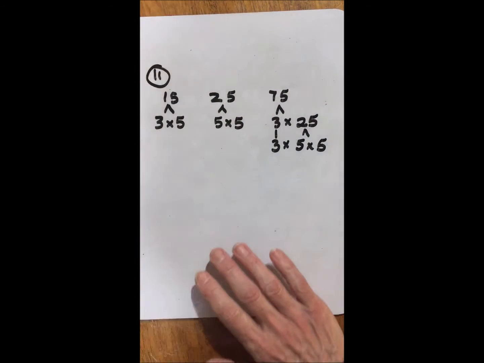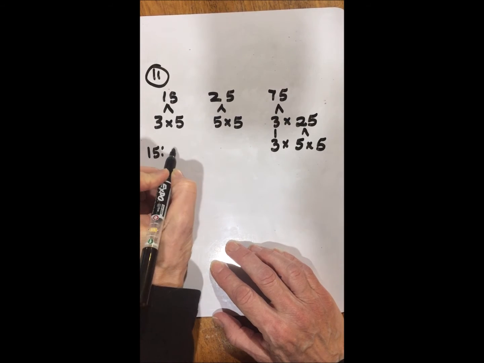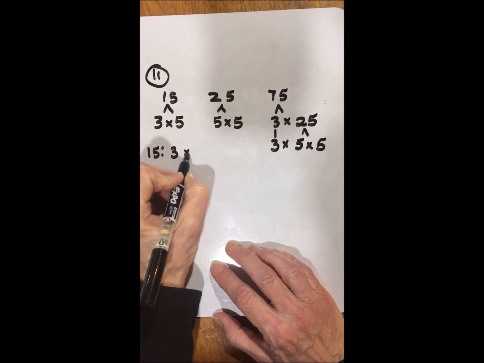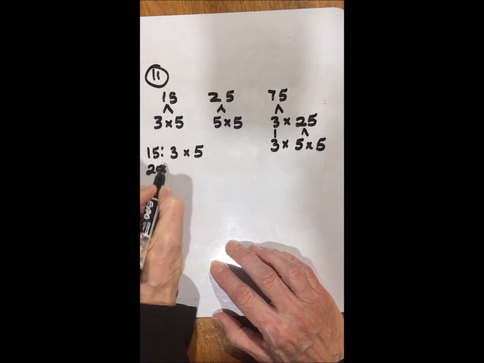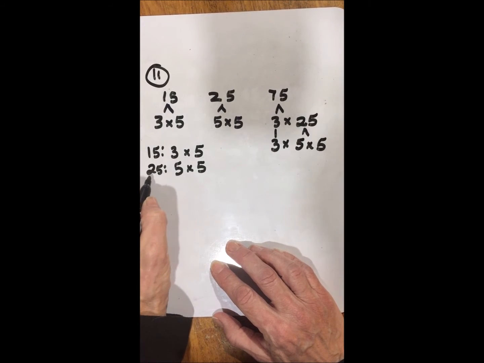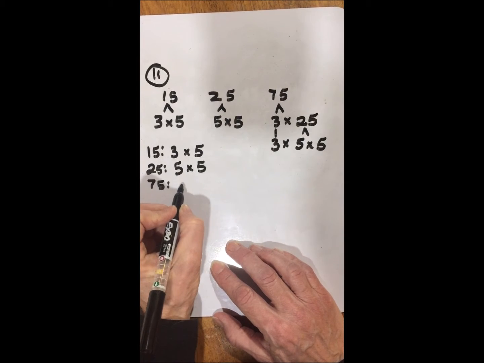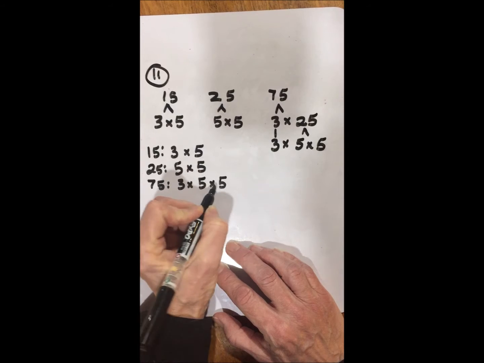Now, you can list it sideways. I guess we'll do that. 15, the prime factorization is 3 times 5. For 25, the prime factorization is 5 times 5, or you could say 5 to the second power. 75, the prime factorization is 3 times 5 times 5.